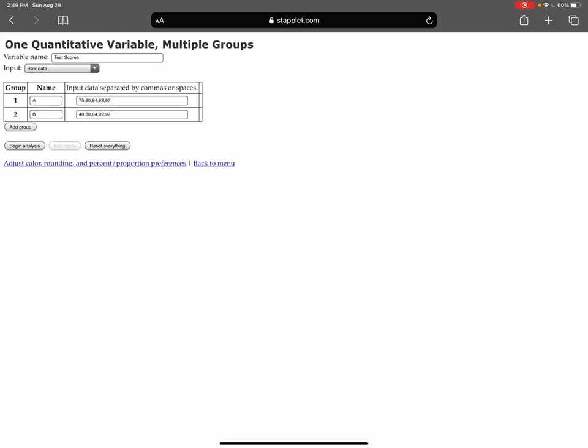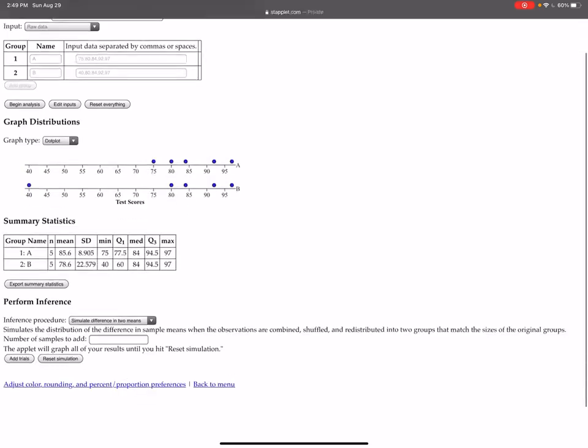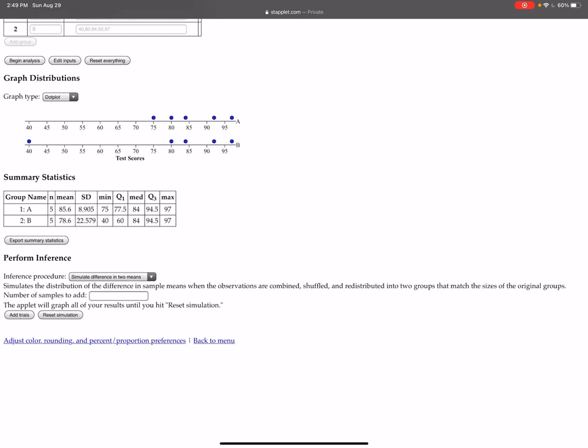When I begin my analysis, I want you to notice down here that there's a summary statistic area, this little table down here. I've got 5 sets of tests in each group. They each have a mean, they each have a standard deviation, minimum, Q1, median, Q3, and max. So every set of numbers has both a mean and a median value, but based on the shape of the graph, one of them gives a better indication of the overall center of the data. Let me show you what I'm talking about.